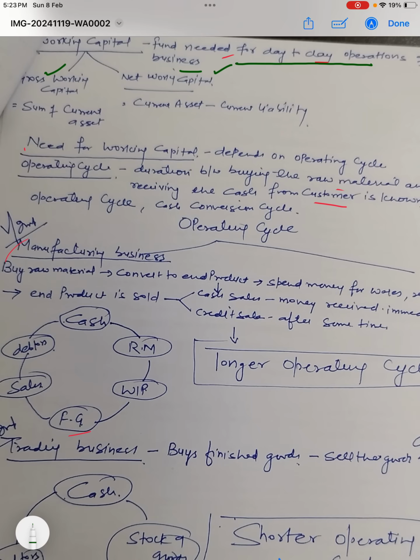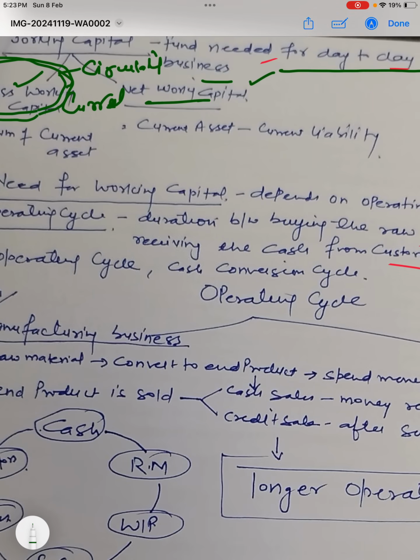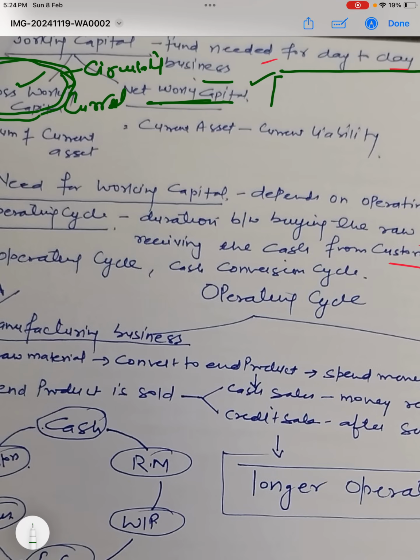Now please listen very carefully. Gross working capital is also known as circulating capital and current capital. So if the paper asks you to calculate circulating capital, it is asking about gross working capital. If it asks to calculate current capital, then it is asking about gross working capital. And net working capital does not have any other name. Now be very careful. What if the paper asks me to calculate working capital?